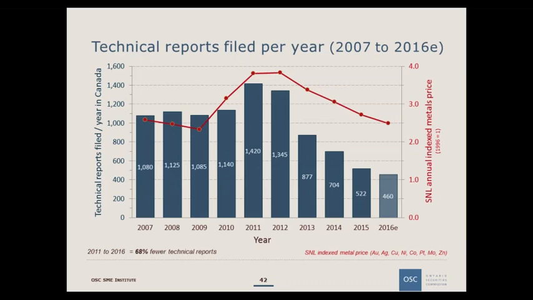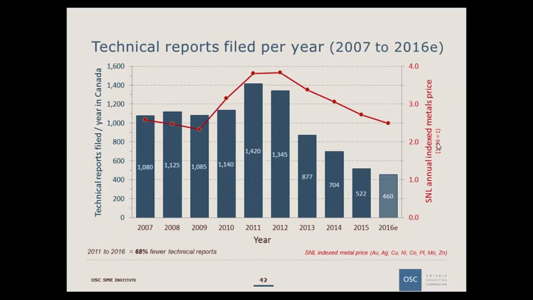This is a good demonstration of what's happened to the mining industry over the last 4 years. The blue bars there represent the number of technical reports that have been filed across Canada since 2007. And then the red line is the average metal price index for 8 minerals. That's gold, silver, copper, nickel, cobalt, platinum, molybdenum, and zinc. As prices have gone down, the number of filings have too. Who knew? Between 2011 and 2016, there were 68% fewer technical reports filed.